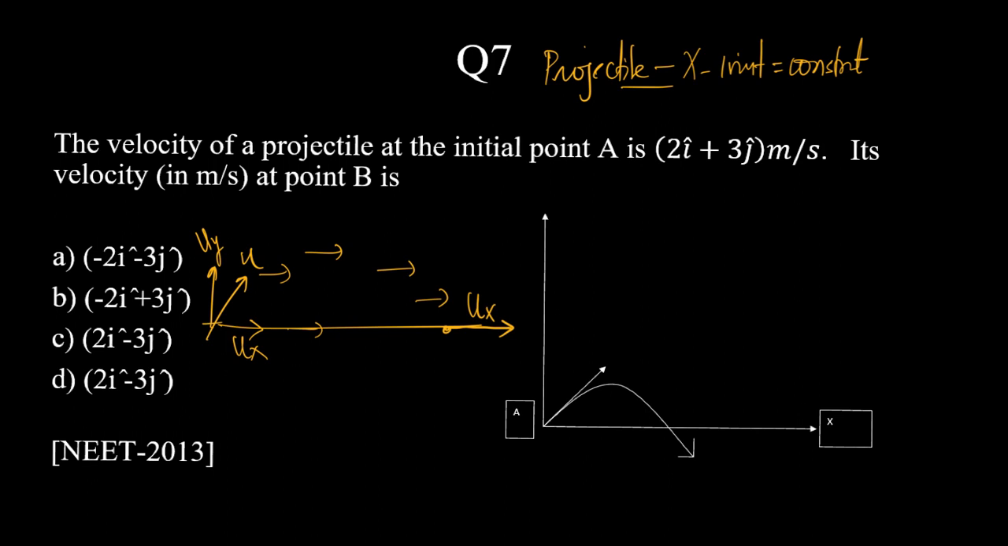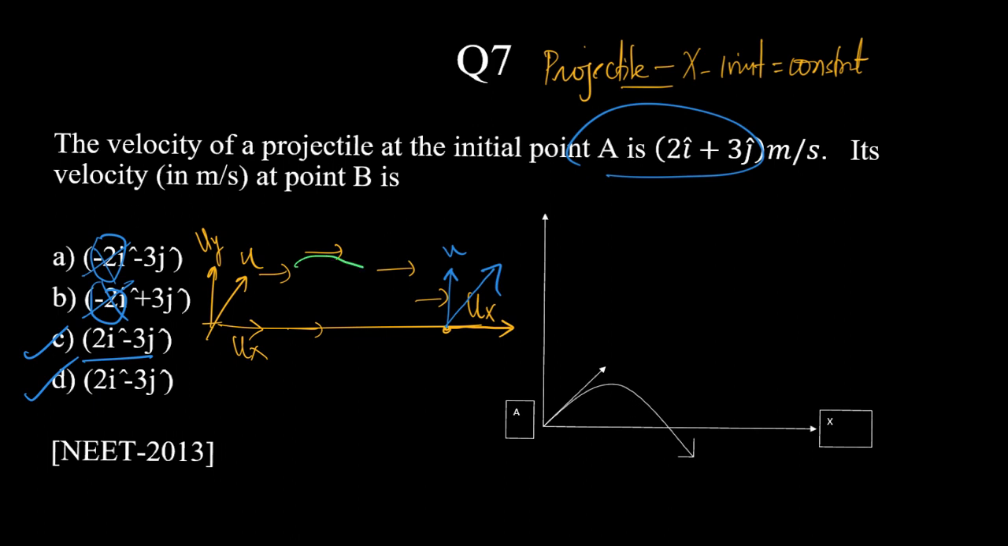Now, the moment you say that ux remains constant, that option which has negative ux is the wrong option, right? So the only possible options are C and D. Now, if you look at C, it says the same velocity as that of A. So if that was the case, here the velocity would look like this, u, and the object should be going like this, which is not the case.